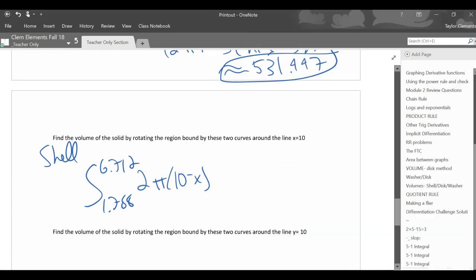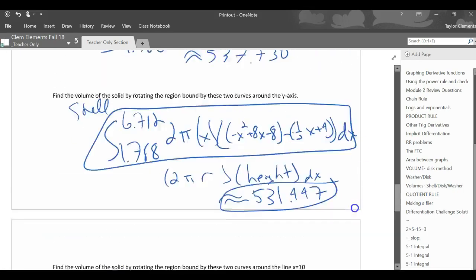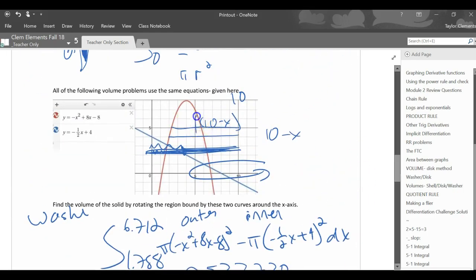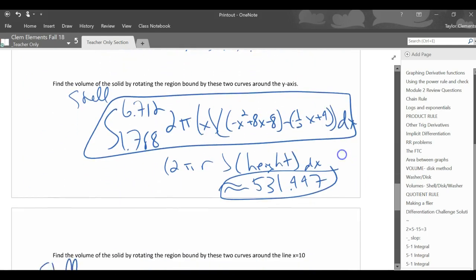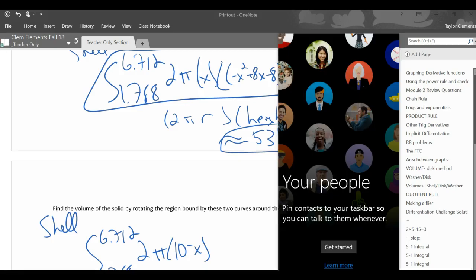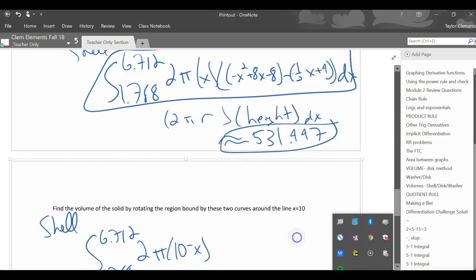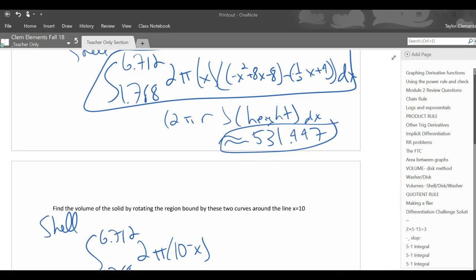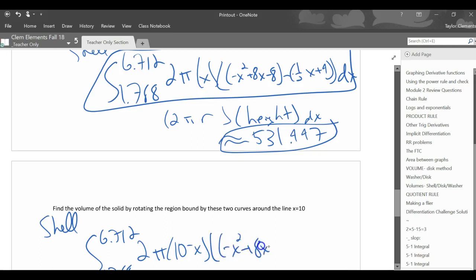Conveniently enough, the height is going to be the same as that last one. It's still shell method from that last one. The height's still just the top one minus the bottom one, red minus blue. If I were really good with OneNote, I would copy and paste that part up there, but I'm not going to do that right now. So I'm just going to rewrite it. Same thing again: negative x squared plus 8x minus 8 minus 1/2 x plus 4 dx.